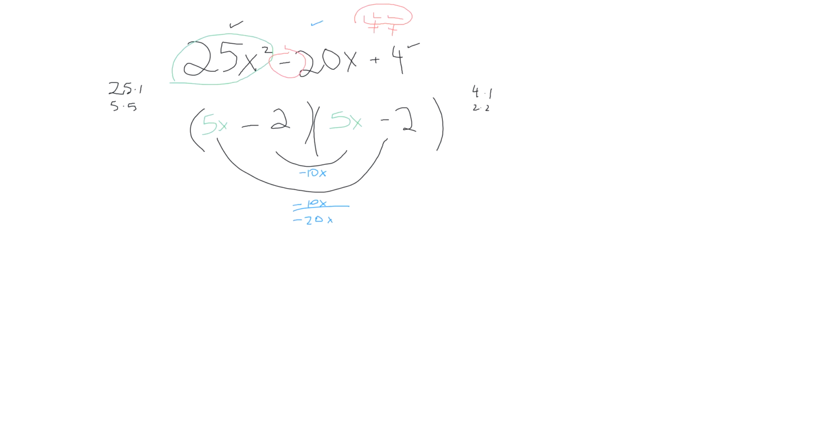But if you notice they are the same exact thing, 5x minus 2 times 5x minus 2, the simplified form is to write the same terms squared.